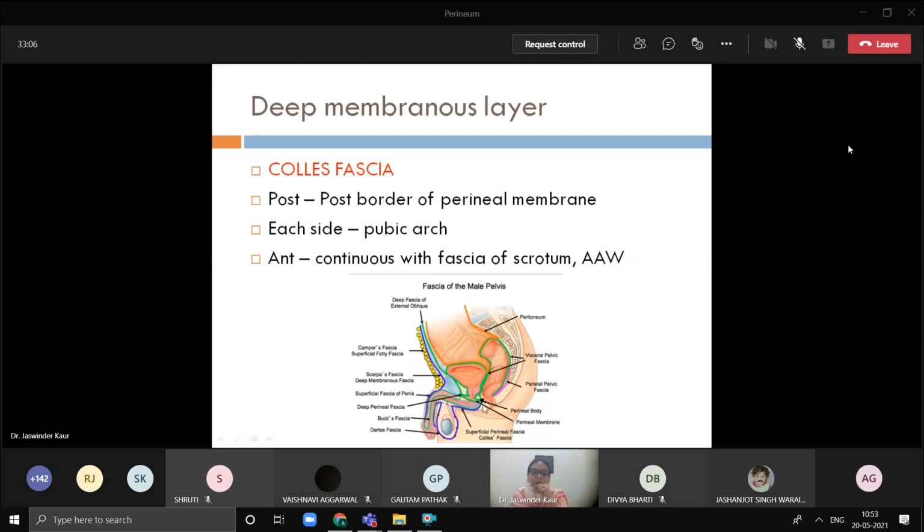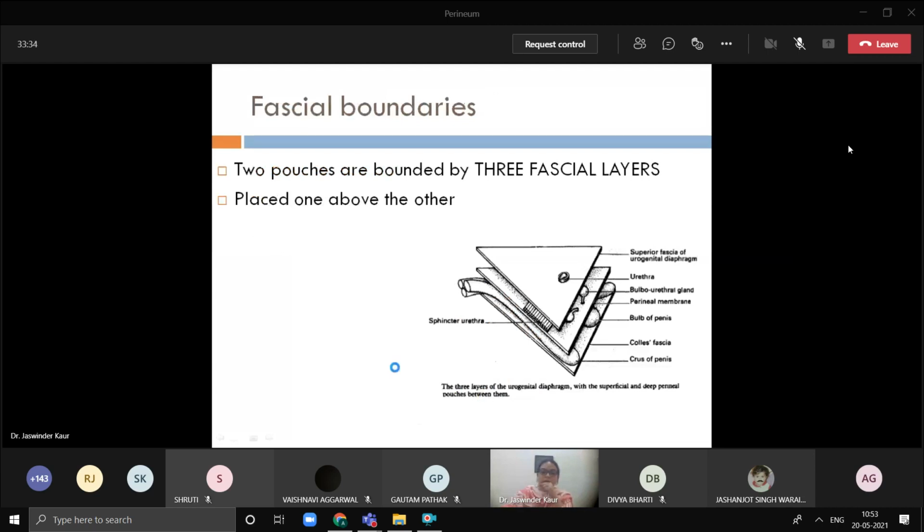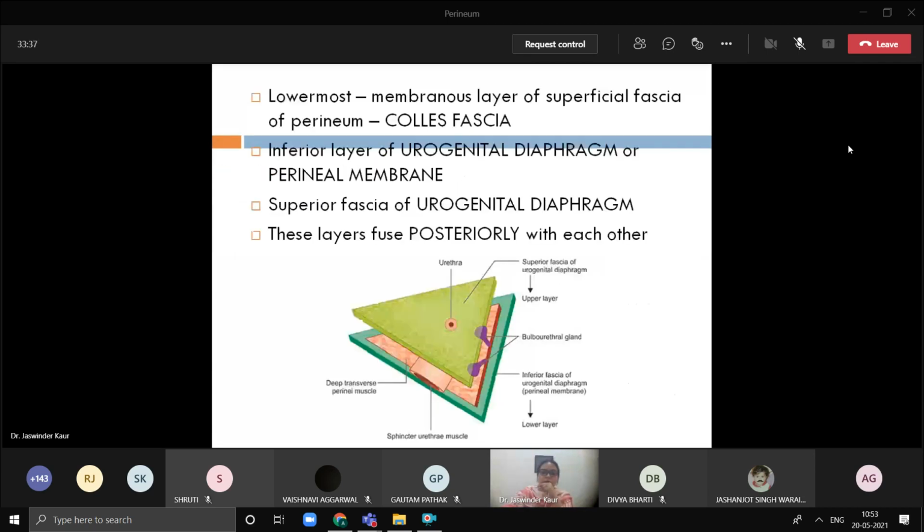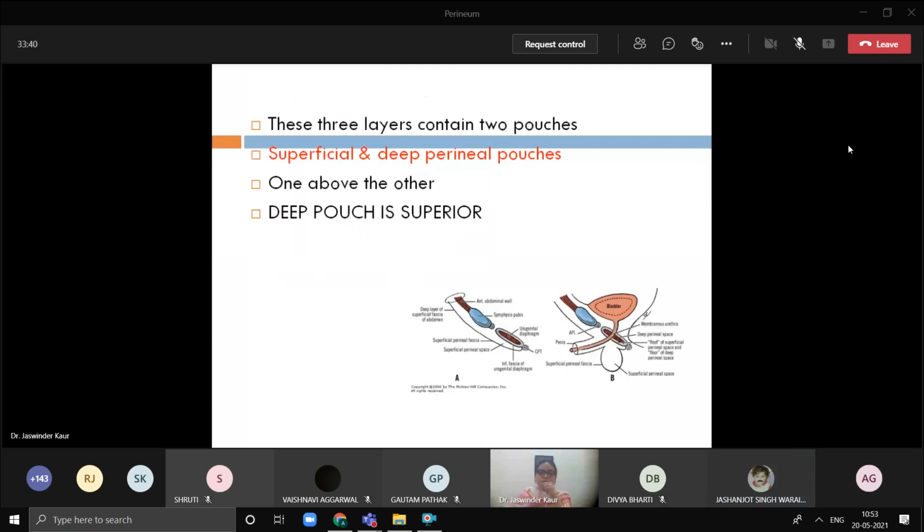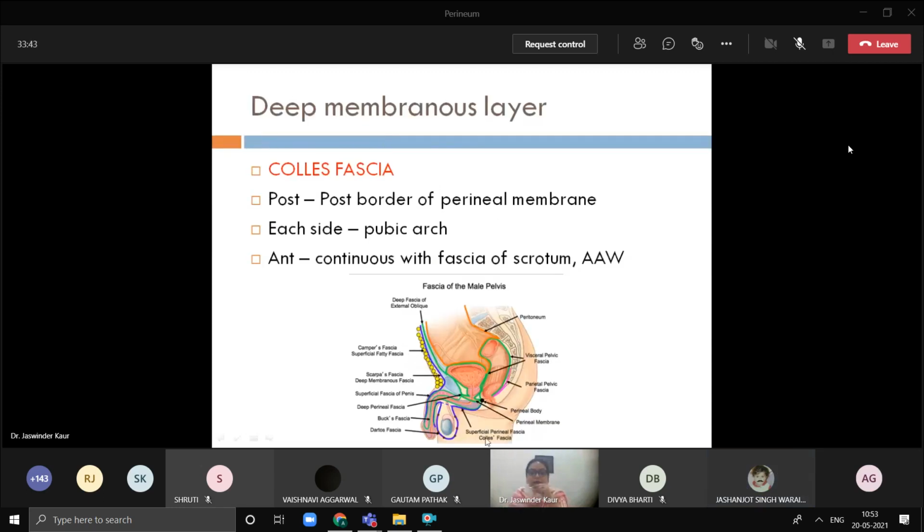In relation with the perineum, it is known as Colles fascia, and the Colles fascia is attached to the lower part of the perineal membrane and ultimately to the perineal body. So this is attached to the perineal body. This one is the perineal body, which we have already done. This one is the superficial fascia. This is the deep membranous layer, right? Okay. So this we have done. Is this clear to you now? Superficial and the deep. Yes, ma'am.